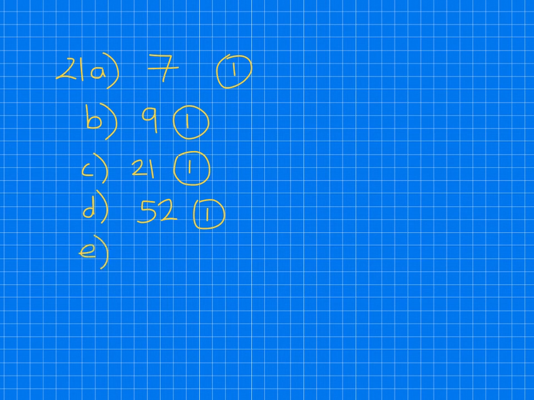3 squared means 3 times 3, which is 9. 1 mark for that. And a number multiplied by itself, which makes 121, is 11. 1 mark for that. You should be able to get all these marks.